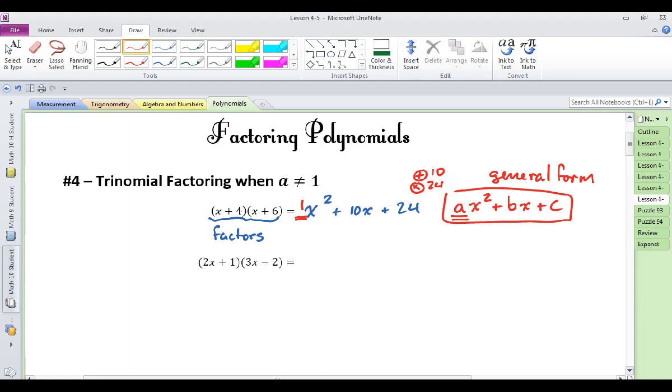Now, sometimes you're faced with something that looks like this. 2x squared plus 20x plus 48. And you don't know how to factor that yet because it's got a leading coefficient. But you do know how to factor it when it doesn't. So this one, all we would do is we would divide the 2 out, wouldn't we? And we would get x squared plus 10x plus 24. Everyone cool? Everybody good?